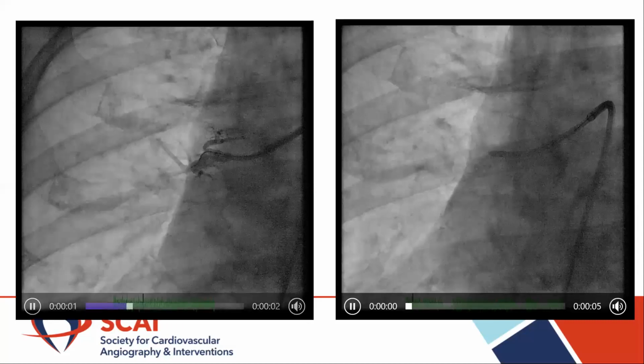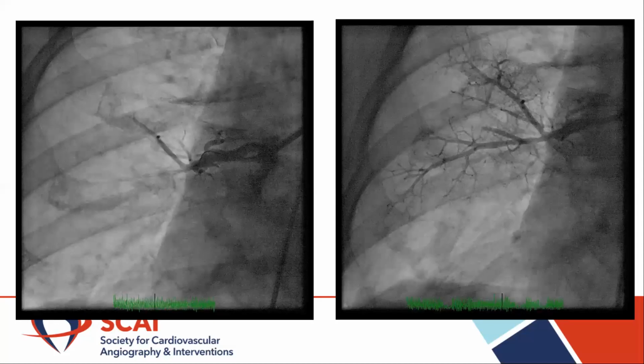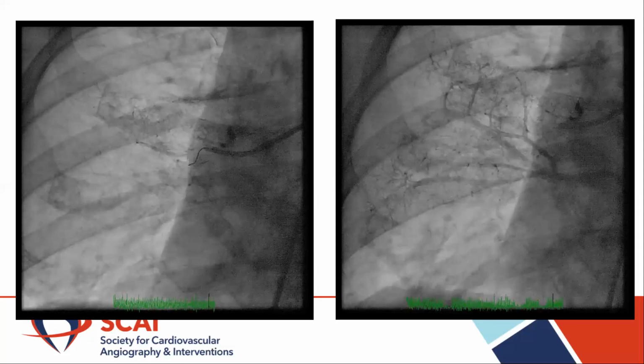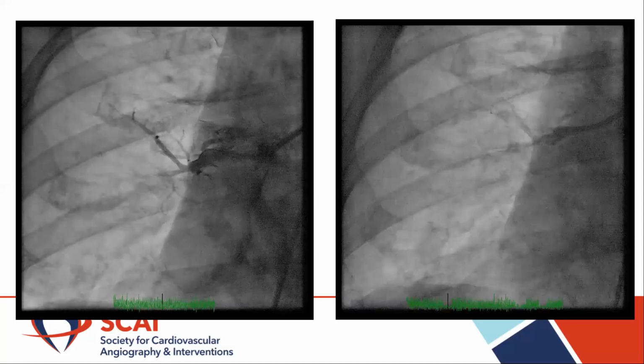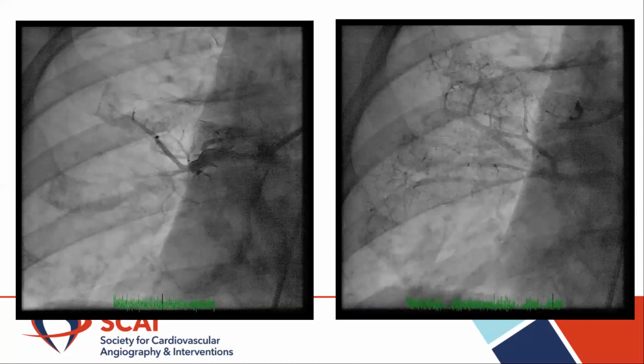So this is the final result. You see the pre-angiogram on the left and post-angiogram on the right. You can see the increased perfusion in the right A4 segment as well as the enhanced venous return in the background.